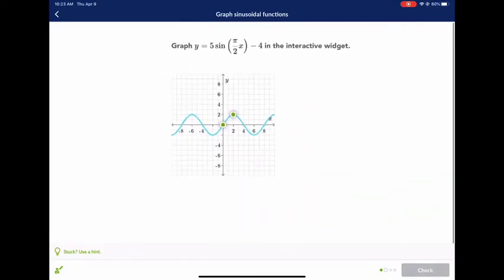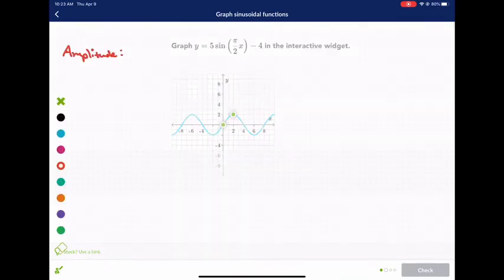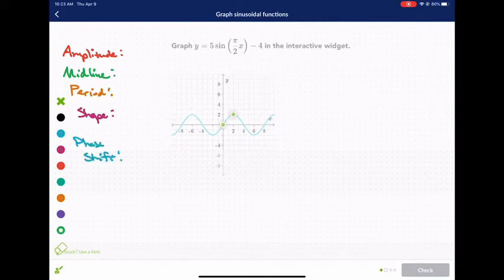All right, next problem. Same situation, right? I need an amplitude, midline, I need my period and my shape and my phase shift. I can get all that from this function. So the amplitude is going to be this 5 in the front. The midline is going to be the -4 at the end.